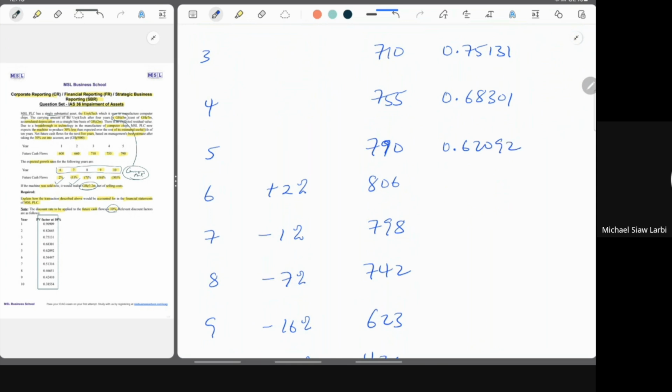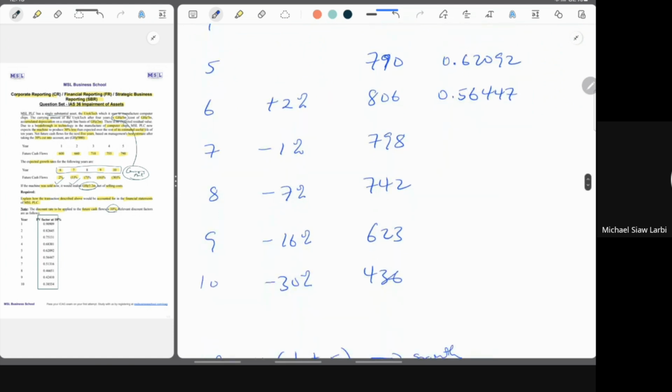Be careful when you get here so you don't make an error of transposition, because the numbers could change. Year 6, we have 0.56447. For year 7, we have 0.51316. For year 8, we have 0.46651.